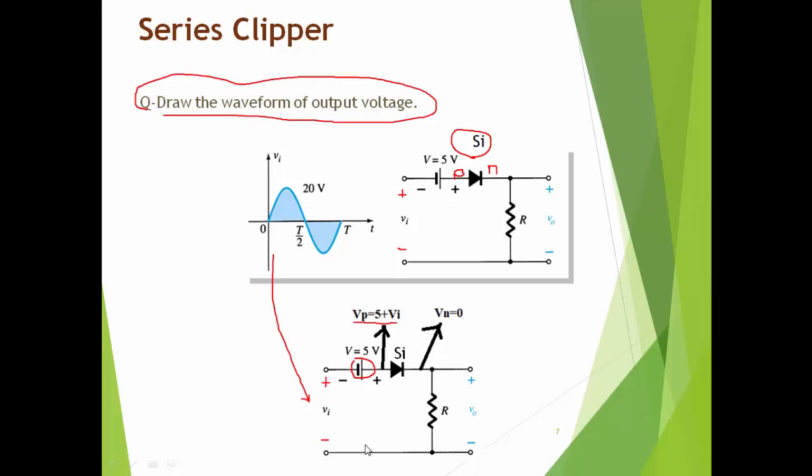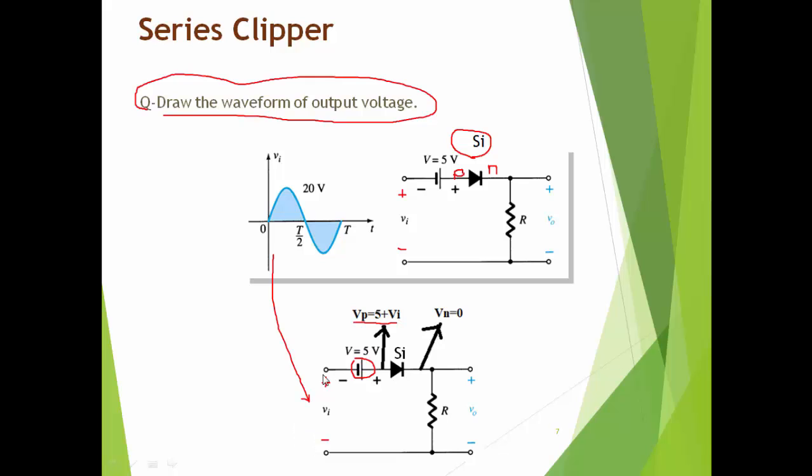In this circuit, there are two sources. First one is this sinusoidal voltage source. Second one is this battery. So, they both will deliver their voltage to these points. If we are considering this 5-volt battery, in that case, we say that the positive terminal of this battery is connected to the P node of the diode. So, it will give plus 5 volt to P node and 0 volt at N node.